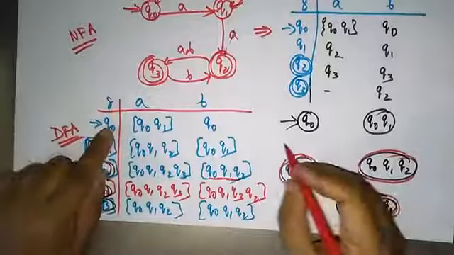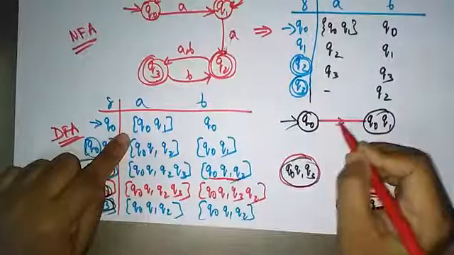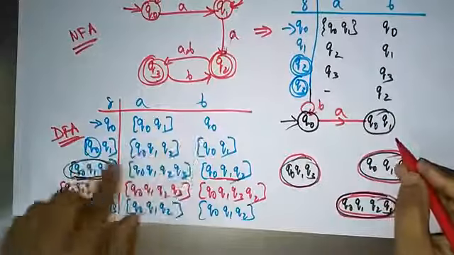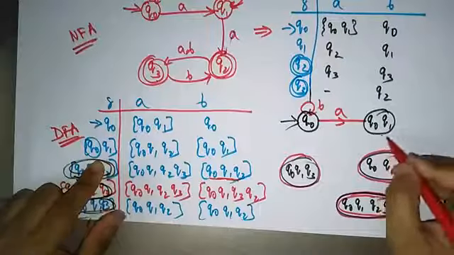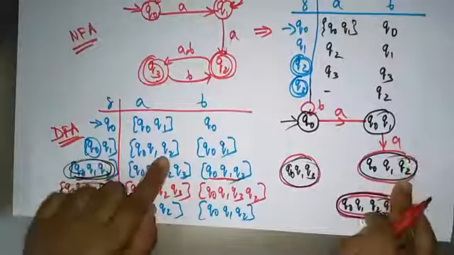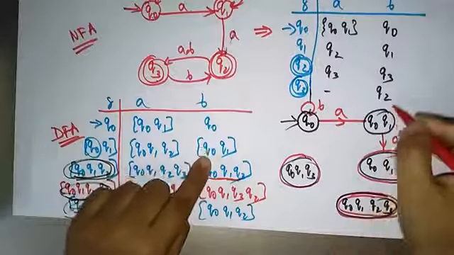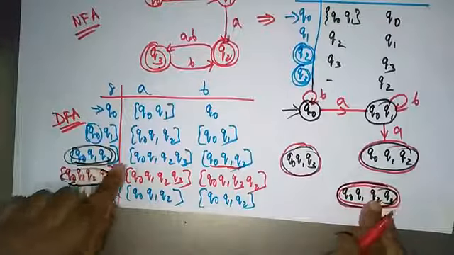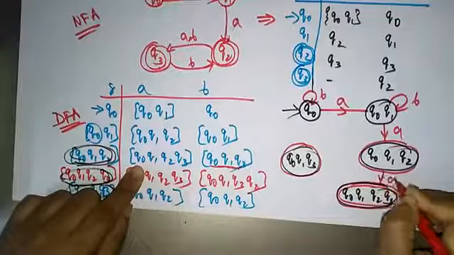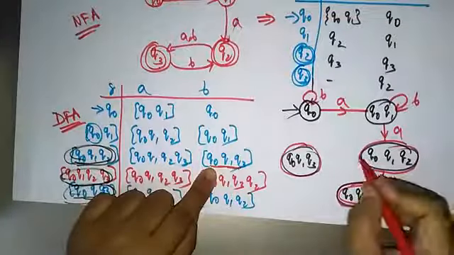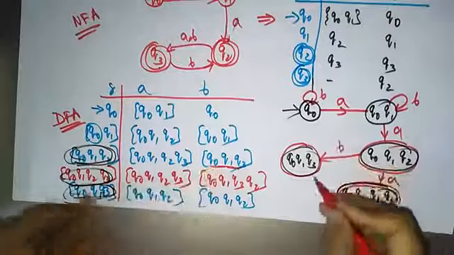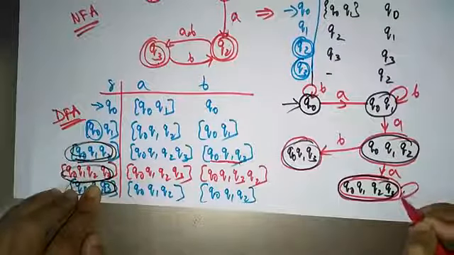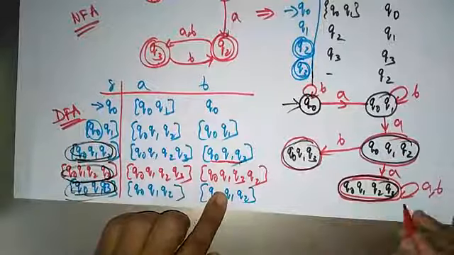Okay. So now implement. Q0 on A goes to Q0, Q1. Q0 on B goes to Q0 itself. Now coming to this state. Q0, Q1 goes on A to Q0, Q1, Q2. So on B it is going to itself. Now coming to this state. Q0, Q1, Q2. On A it is going to Q0, Q1, Q2, Q3. So on B it is going to this state. Now this state. On A it is going to itself. On B also it is going to itself.